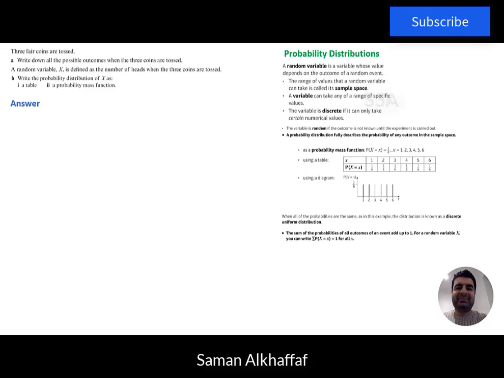In this example, 3 fair coins are tossed. For part A, we need to write down all the possible outcomes when the 3 coins are tossed. In this scenario, because we're dealing with a low amount, we can create a scenario that can show how we can get the possibilities of getting heads or tails for the 3 coins. So this is how it would look.